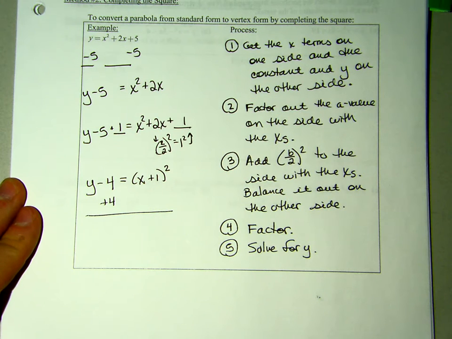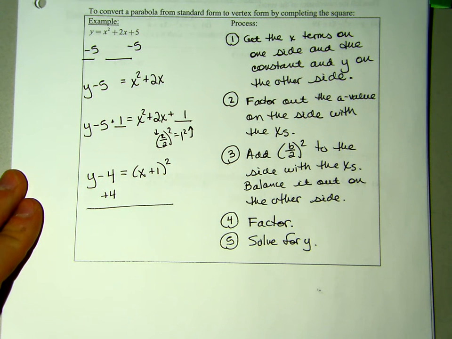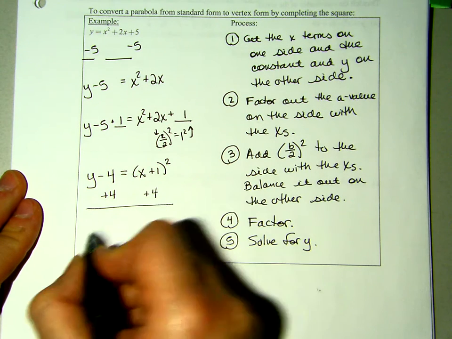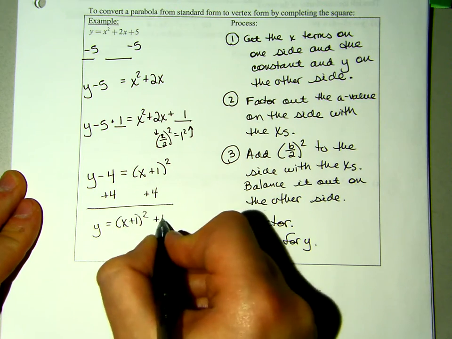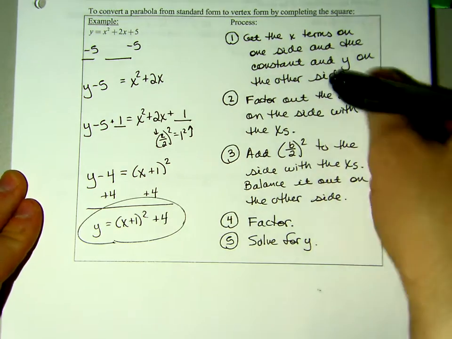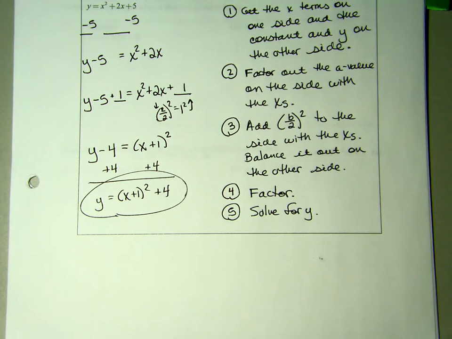I don't want to see that. Josh, why don't I want to see that? Show it on both sides. Some of you have not been doing that, and you will lose some points on this quiz if I don't see it on both sides. But your parabola is going to look like y equals x plus 1 squared plus 4.